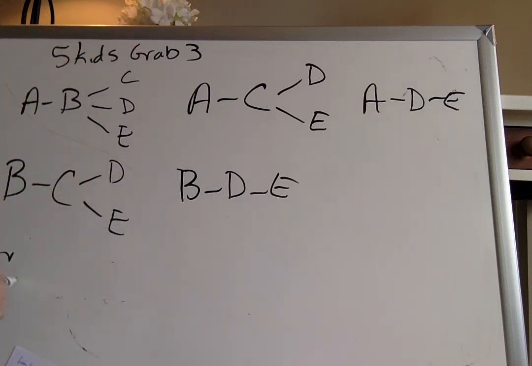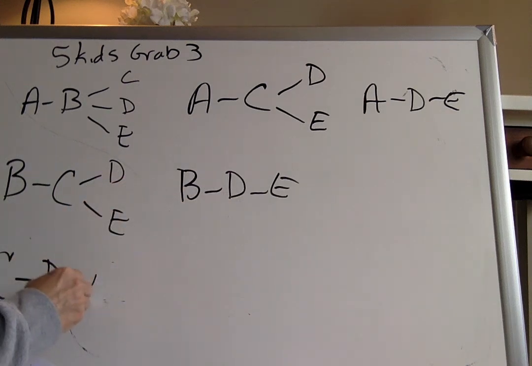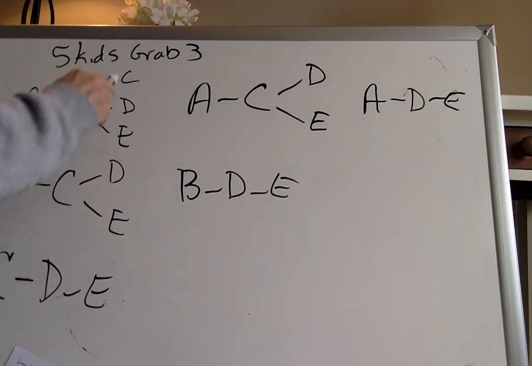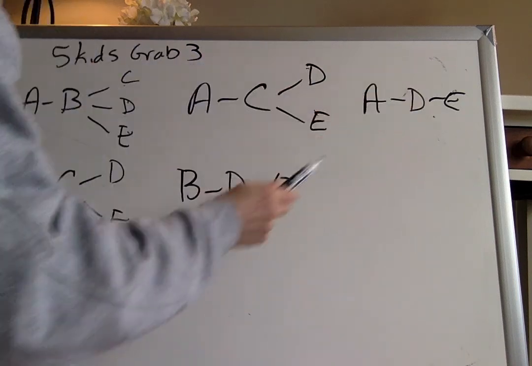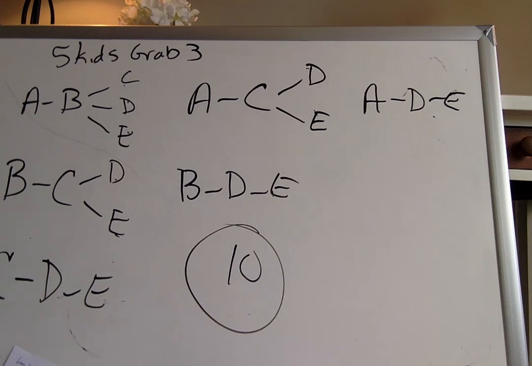Now I get to start with C, and again, I'm always moving forward. I'm not going to do CB because I already took care of that in there. So you're not going backwards. You got to keep moving forwards. C, D, E. Okay, well, I'm out of people. 1, 2, 3, 4, 5, 6, 7, 8, 9, 10. There are 10 ways. As long as you came up with 10 and it was methodical and not lucky, you're good to go. It does not have to look like this, but this is a popular way to stay organized.